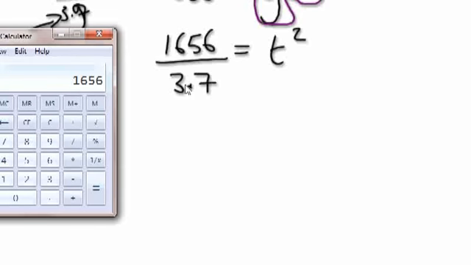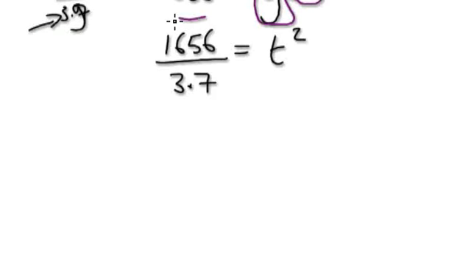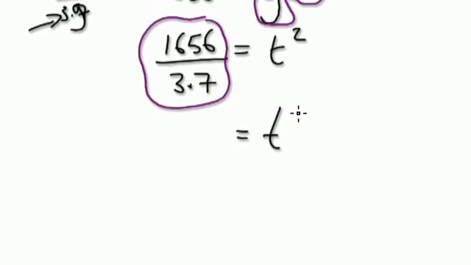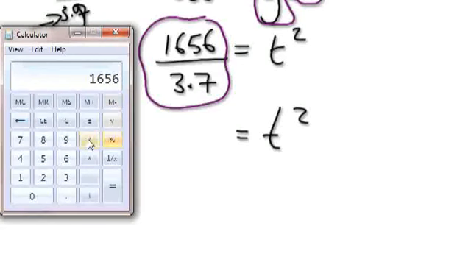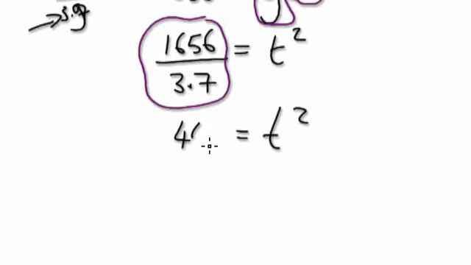Now let's just work out this bubble here. So this will become T squared. So 1656 divided by 3.7 equals roughly 448. Okay, now square root both sides.